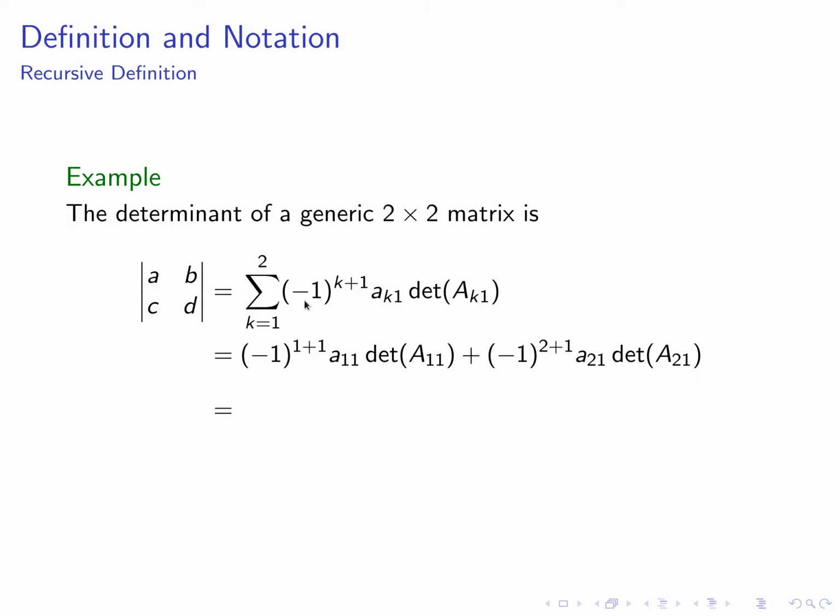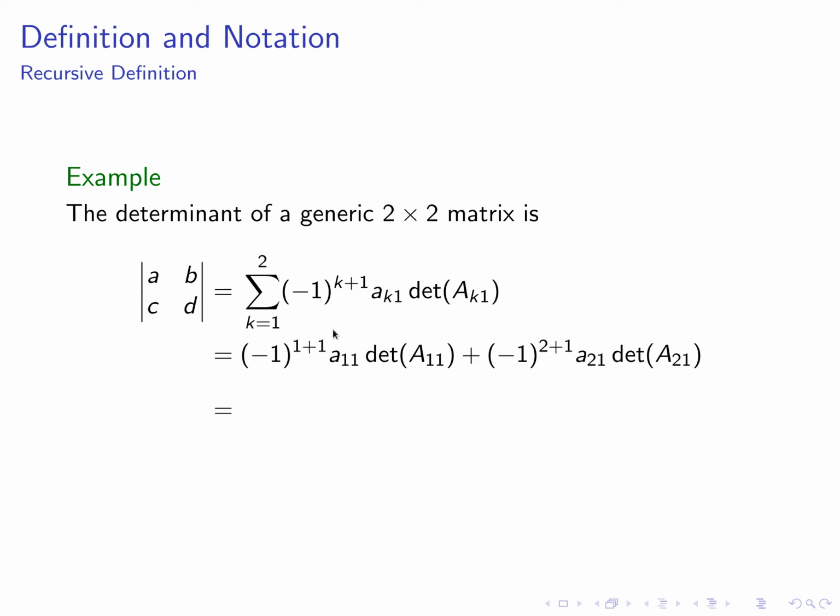So let's actually write down these 2 terms explicitly. When k is equal to 1, the first term here should be -1 to the 1 plus 1 multiplied by the 1, 1 entry of our matrix multiplied by the determinant of the 1, 1 submatrix of our matrix. Then our next term needs to be when k equals 2, and when k equals 2, we're dealing with -1 to the 2 plus 1 multiplied by the 2, 1 entry of our matrix multiplied by the determinant of the 2, 1 submatrix of our matrix. So here we've counted our k's and we've listed our 2 terms for the determinant.